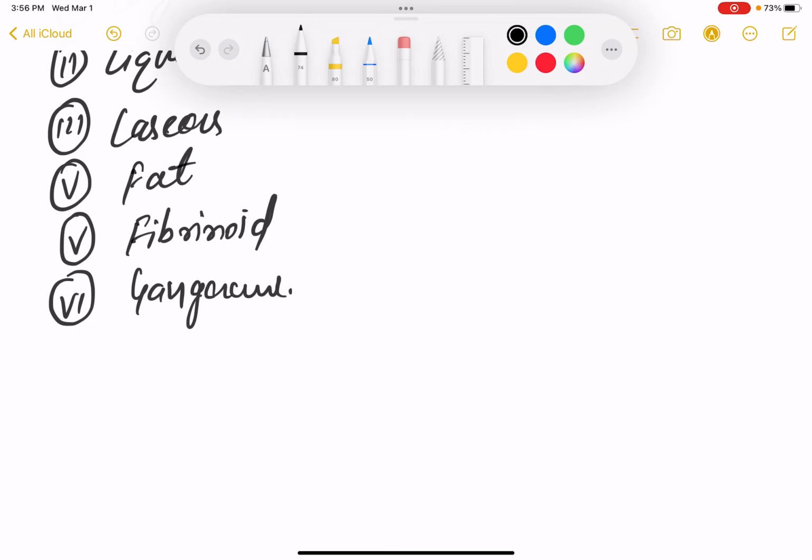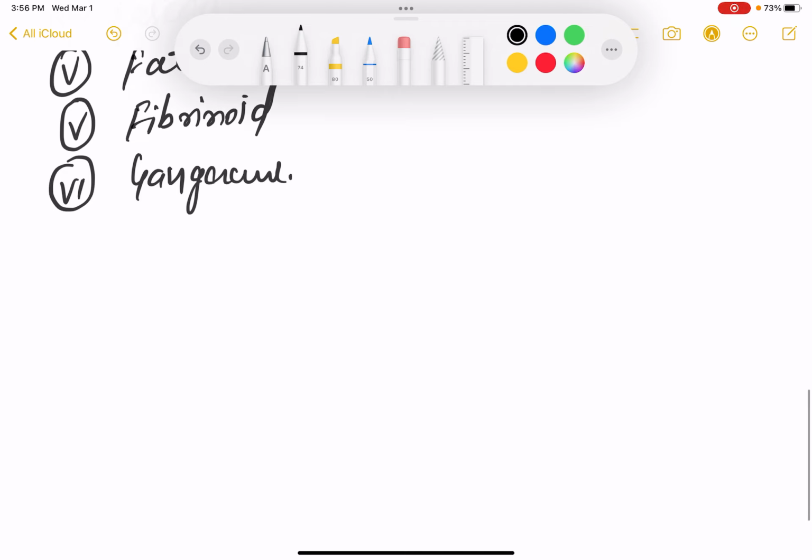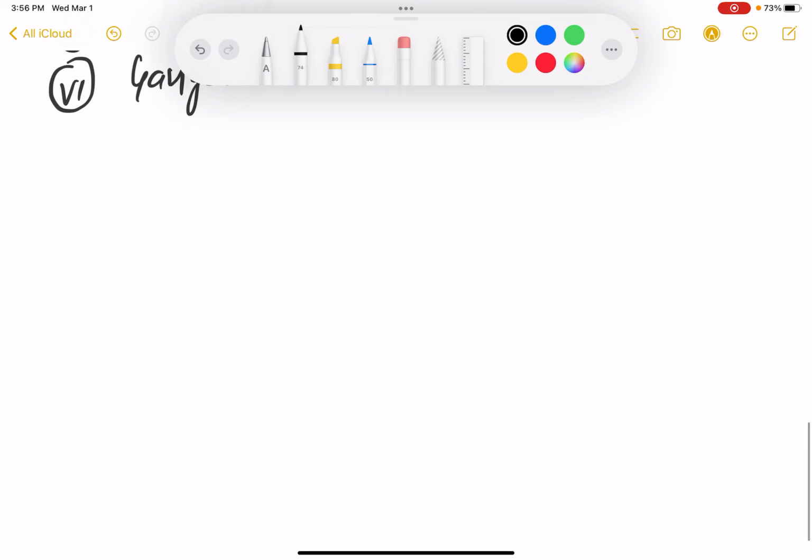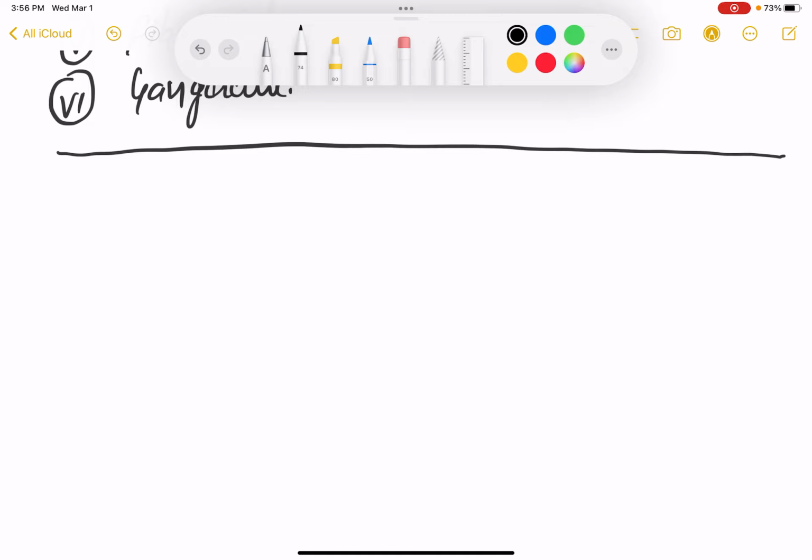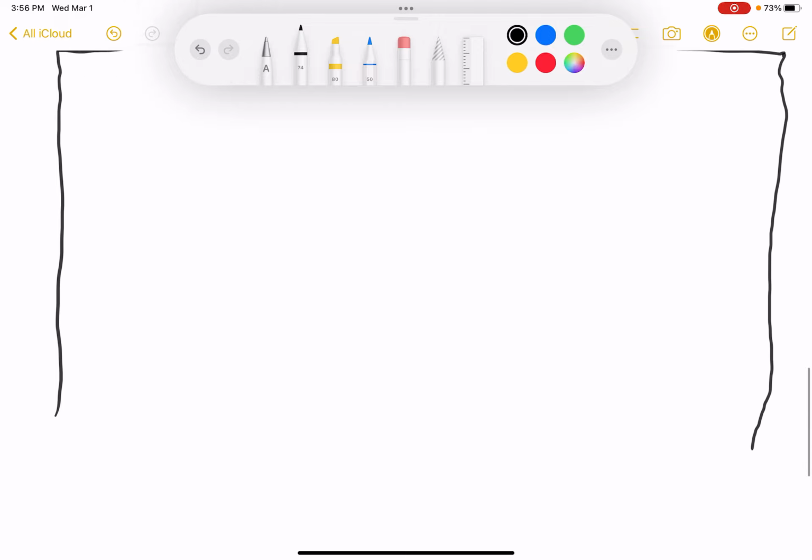Friends, here I will draw one very important table. By this table we will learn all types of necrosis.